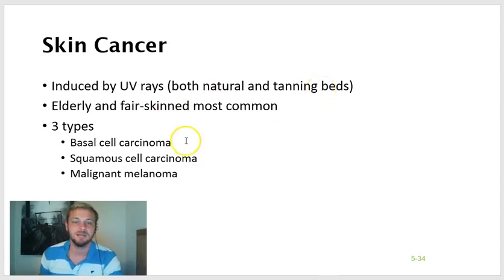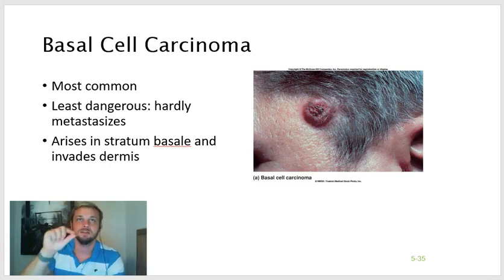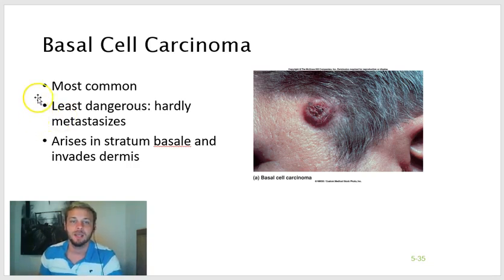And there are three major types: basal cell carcinoma, squamous cell carcinoma, and malignant melanoma. Your basal cell is the most common and the least dangerous. So we're talking about those cells at the basal layer of the epidermis now have this mutation and start growing. They're the least dangerous because they hardly metastasize. Metastasis is when those cells spread to other places in the body via the blood supply or the lymphatic supply.